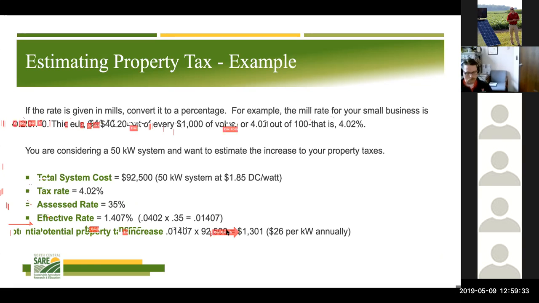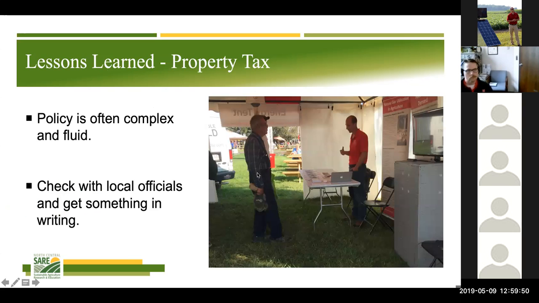Again, I think it was 36 states have some form of property tax exemption as it relates to renewable energy or solar energy projects. A couple of things that I would really encourage you, and this is based off some conversations that I've had with farmers that have done this. At Farm Science Review, OSU has an energy tent every year, and we get farmers from all over the country that come through.